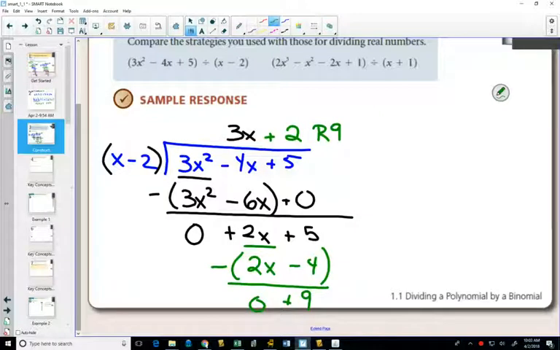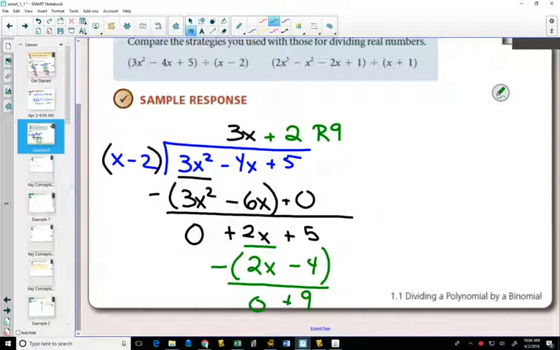There's your remainder. So 3x squared minus 4x plus 5 divided by x minus 2 leaves us with 3x plus 2, remainder 9. Doesn't divide perfectly, but we've used the same idea of looking at your biggest value, figuring out what you can multiply to get rid of that, then seeing what you have left, and doing the process over and over again.